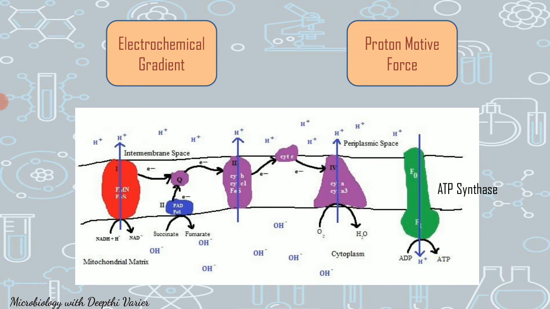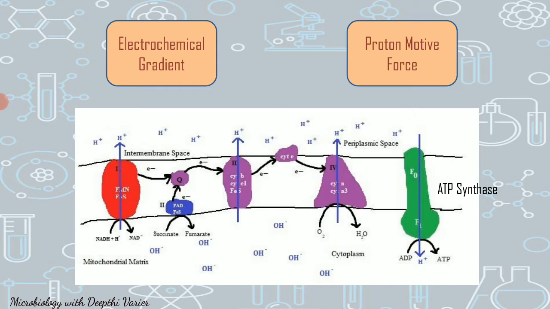So this F1 F0 complex is going to help in transport of the protons back into the cell plus the production of ATP. ATP production is catalyzed by the F1 subunit, whereas F0 is acting as a channel which is going to bring back the protons. So this is known as the electrochemical gradient, which is leading to the proton motive force, the force which is promoting the movement of protons across this membrane and helping us to produce ATP.